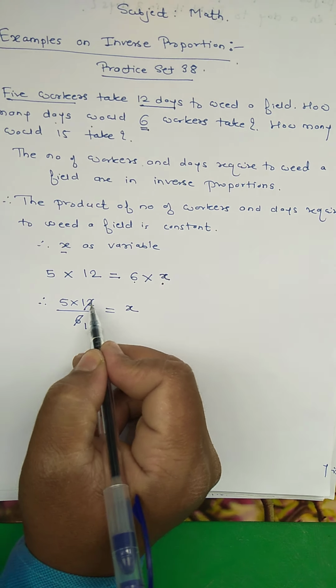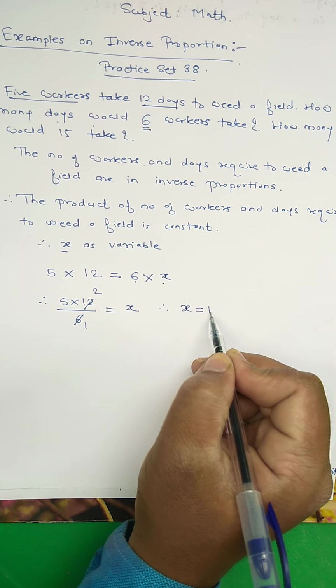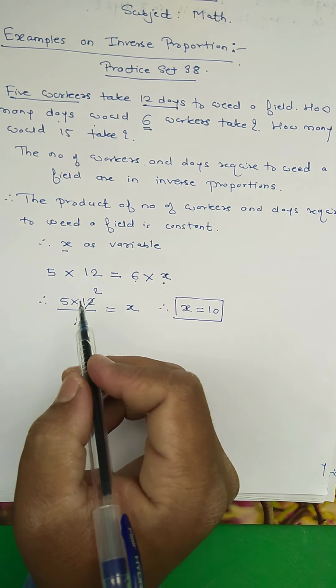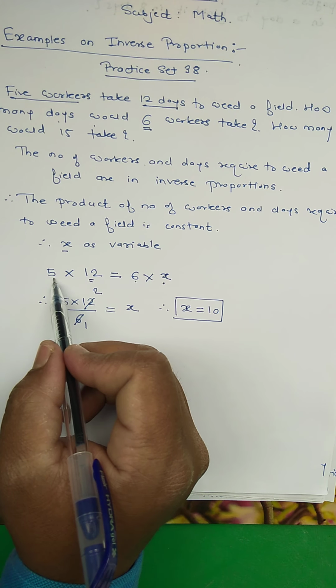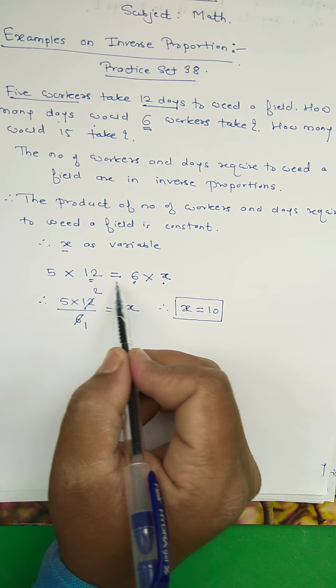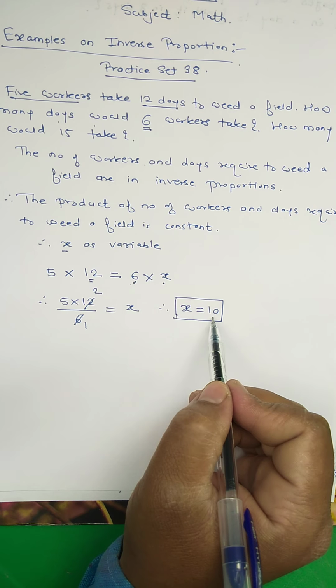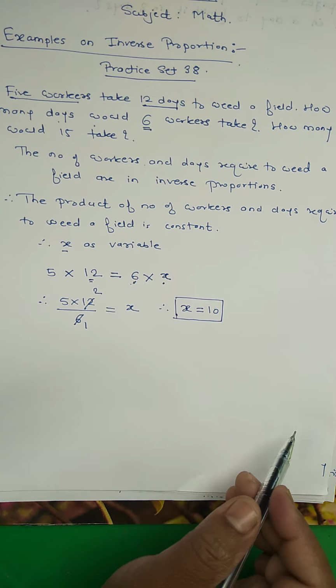6 ones are 6, 6 twos are 12. Therefore the value of x becomes 10. Now again, if you observe, in the first case the number of days is 12 and the number of workers is 5. Now in this case we are increasing the number of workers from 5 to 6, then the number of days becomes 10, that is, it decreases. Therefore these two quantities are in inverse proportion.